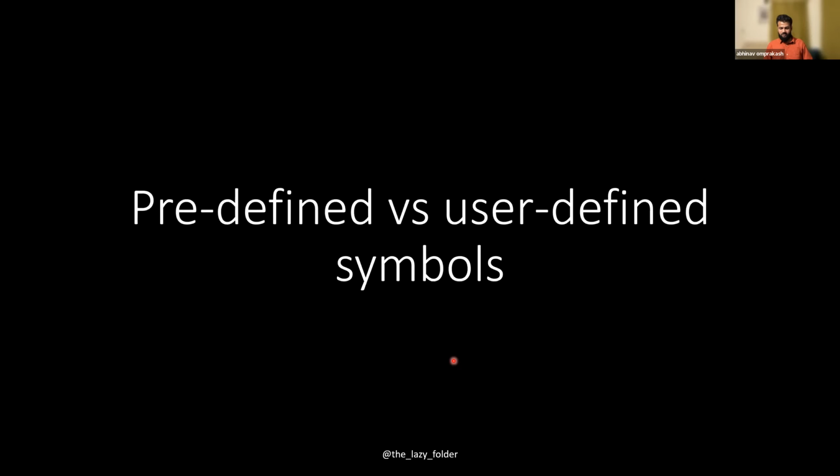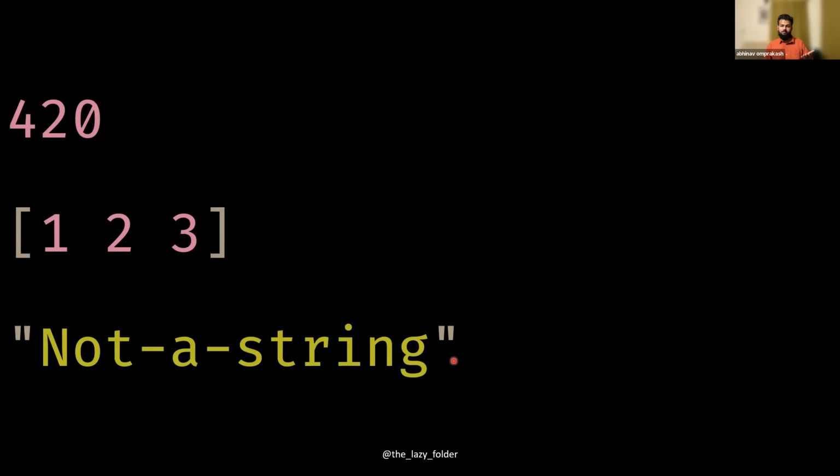I like to think of symbols in two different categories, predefined symbols and user-defined symbols. So these are predefined symbols. Here, this is a symbol, 420. But we are so used to resolving it to a value, we can't see the symbol, we just see the value, 420. And since this is so commonly used, like integers, vectors, and strings, the compiler already knows how to resolve these to values. So that's why I say these are predefined symbols.